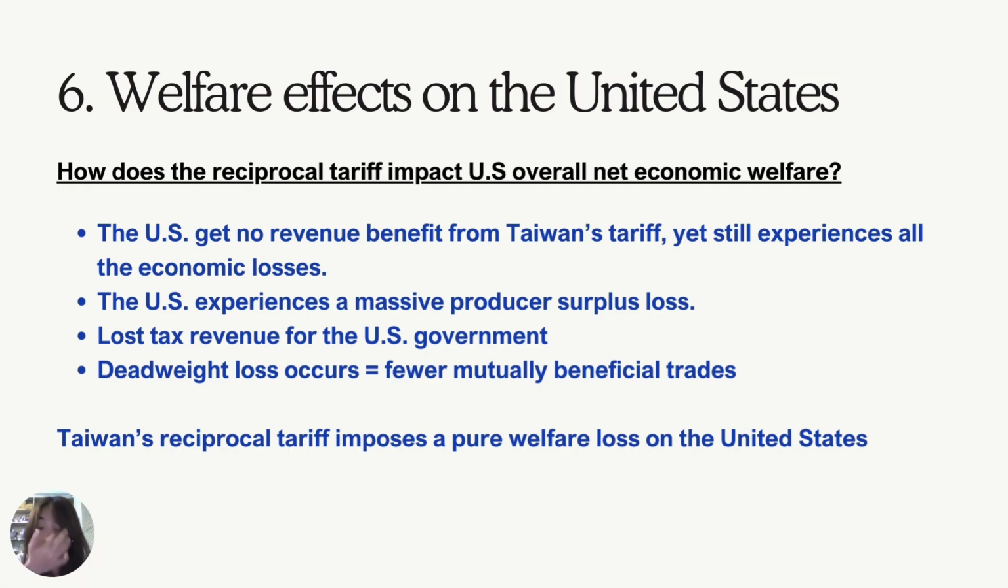So Taiwan's reciprocal tariff reduces US exports and lowers producers' surplus while generating no tariff revenue for the states. Because both the government and exporters lose income, and because the tariff eliminates mutually beneficial trades, this results in the deadweight loss, and the US experiences a pure net welfare loss.